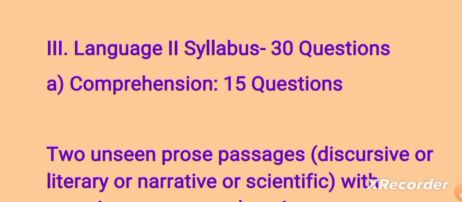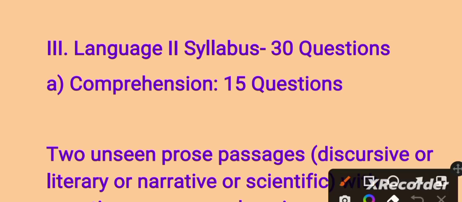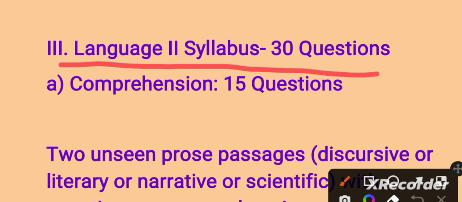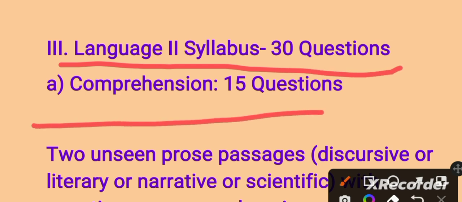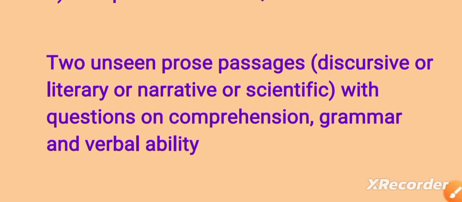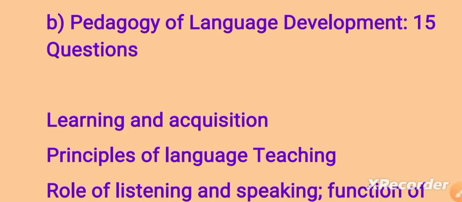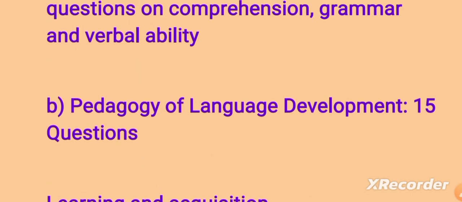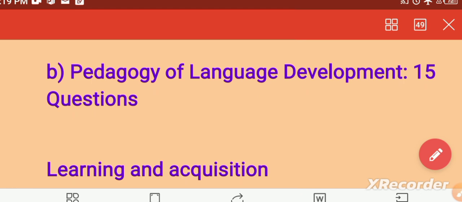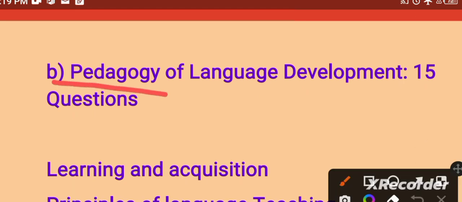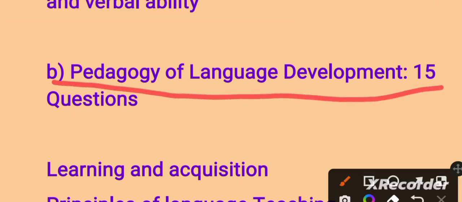Now the third section is the Language Second syllabus, and 30 questions are there. Out of them, first we have divided 15 questions for comprehension, same as Language First, only the language is different; other topics will be the same as Language First. So you can understand, the first 15 questions depend on comprehension, and the second 15 questions depend on the pedagogy of language development.